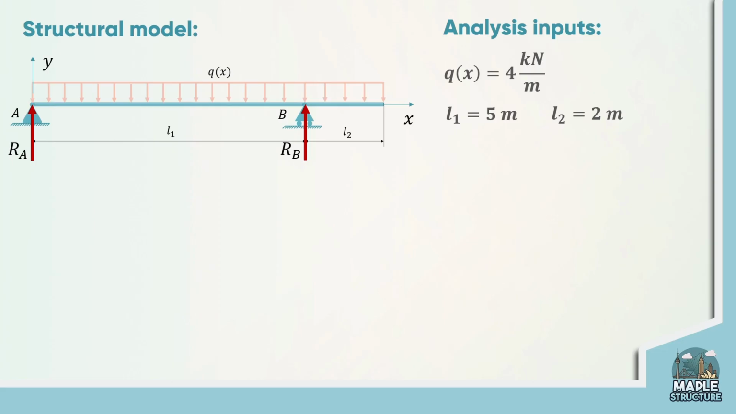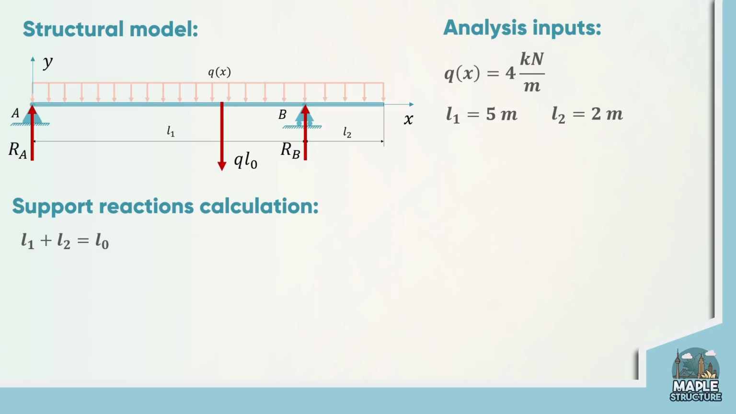To make the analysis simpler, let's replace the distributed load with a concentrated force by multiplying its intensity and the whole length of the beam, which we can define as the sum of the two segments' lengths. Now, let's sum all the vertical forces along the y-axis. This equation includes two unknown reactions, so we need to introduce another equation.